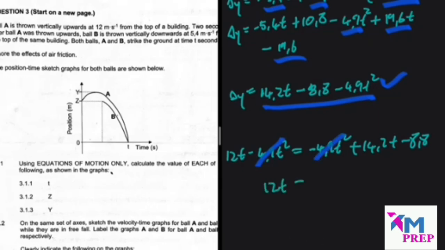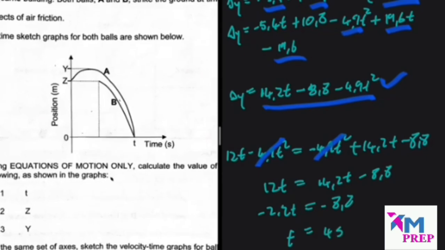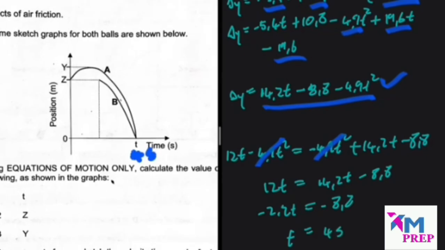So we're left with 12t equals 14.2t minus 8.8. Okay, so 12 minus 14.2, I'm getting minus 2.2. So minus 2.2t is equal to minus 8.8. So t is equal to 8.8 divided by 2.2, which is 4. So time t is 4 seconds. So this takes 4 seconds.